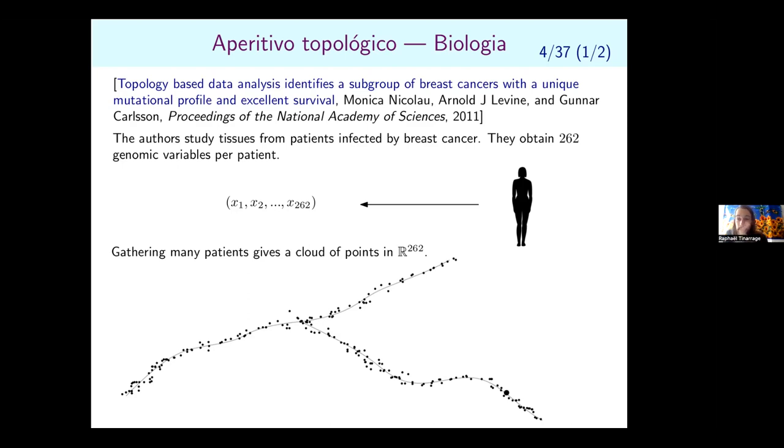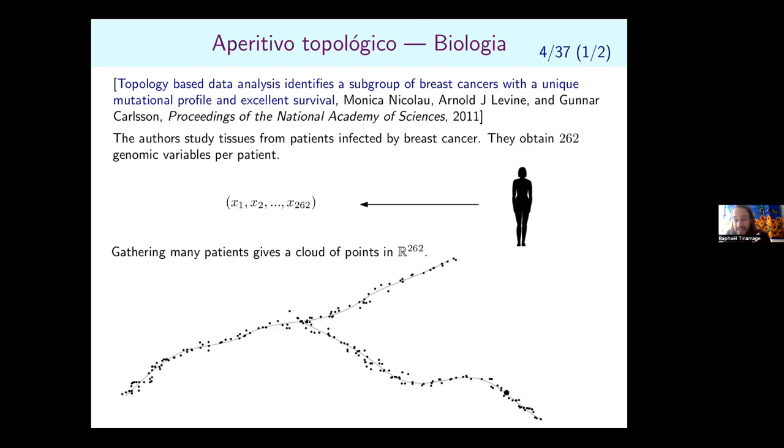They transformed each patient contaminated by breast cancer into a point, a vector here of 262 coordinates. These coordinates being genomic variables, that is genetic information about the patient. So if you take one patient, you get 1 point. If you take a lot of patients, you get a lot of points. And they studied the topology of this space.